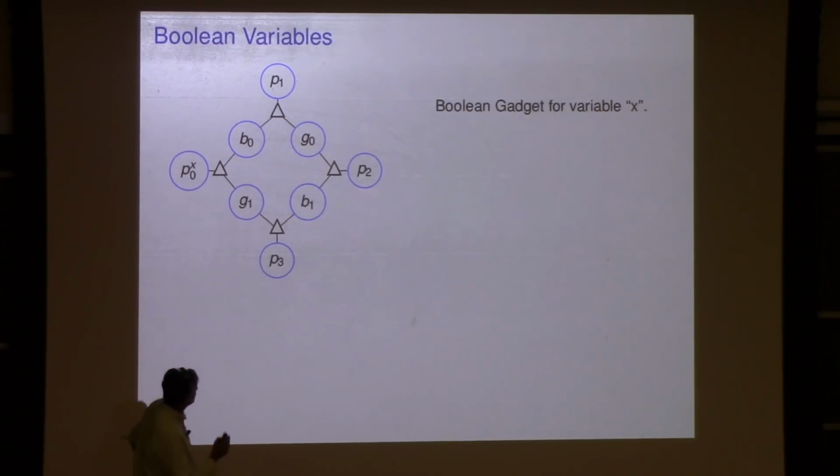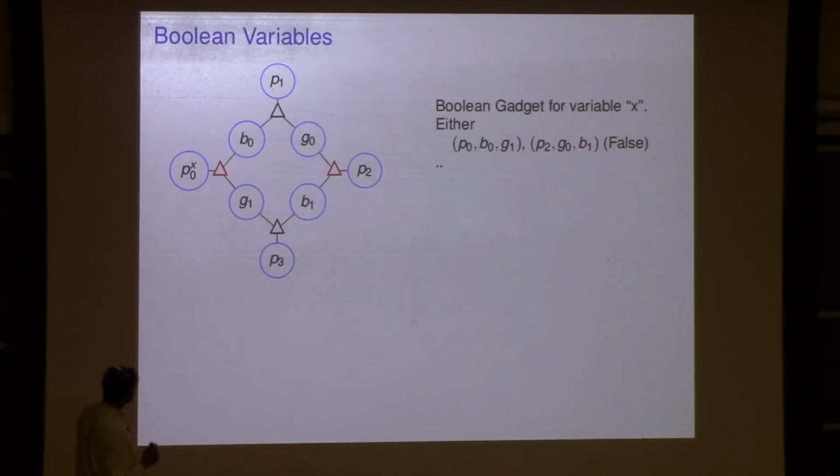Okay. So it's called the gadget. When we say variable, there are these gadgets. You've seen them before with the vertex cover or independent set. He used independent set, I believe. Okay. So either these are the triples you choose, the horizontal triple, which we're going to call false. We're just going to assign a meaning to them.